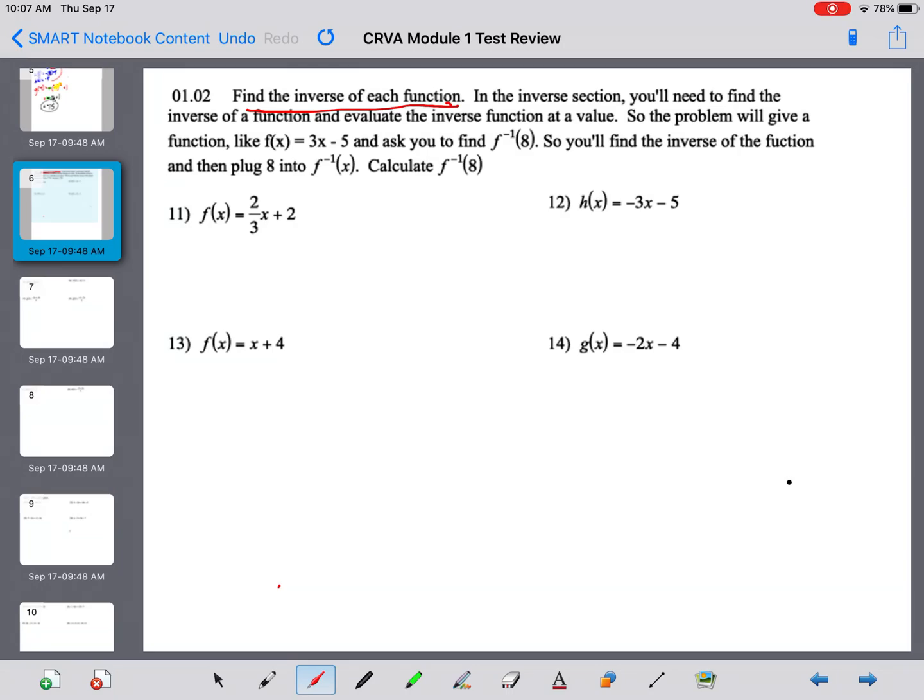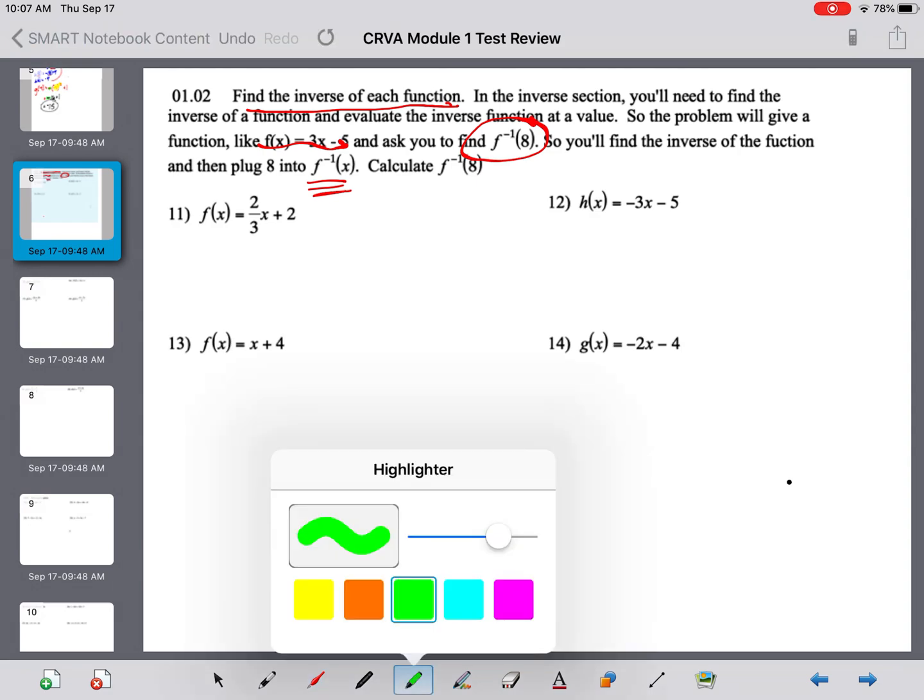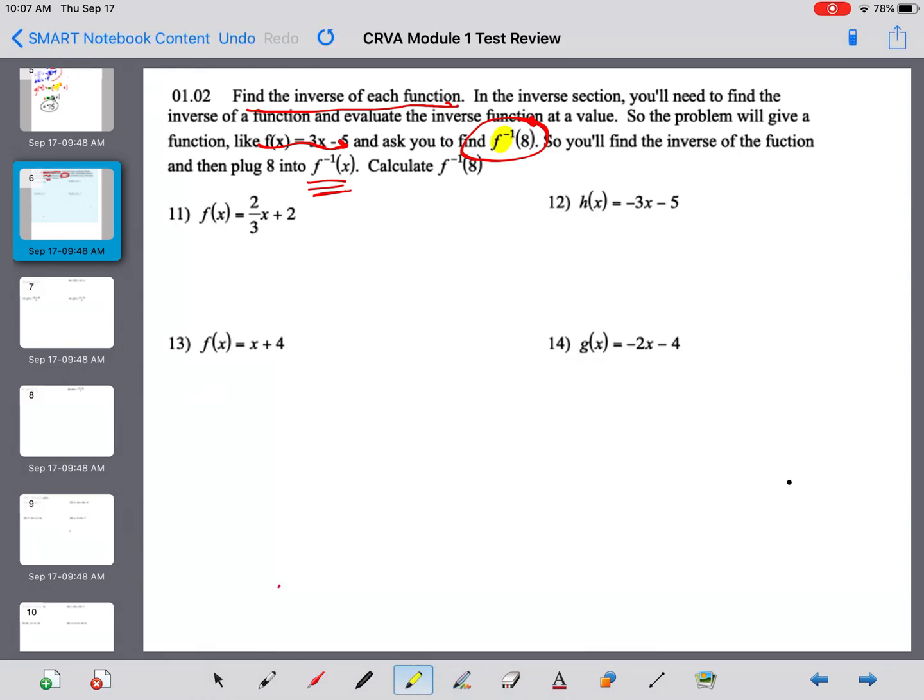function at a value. So the problem will give a function like f of x equals 3x minus 5. So just some function f of x, and you'll be asked to find this. It'll say find that. So first you have to find the inverse of the function, and then you have to plug 8 into the inverse function. This means inverse function. So back to my red circle, this means the inverse of the function, and it means our input is 8 in that inverse function.